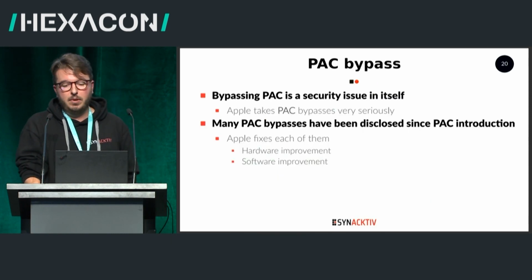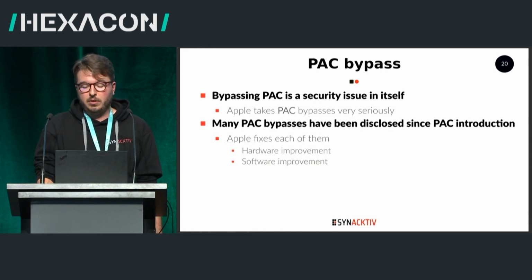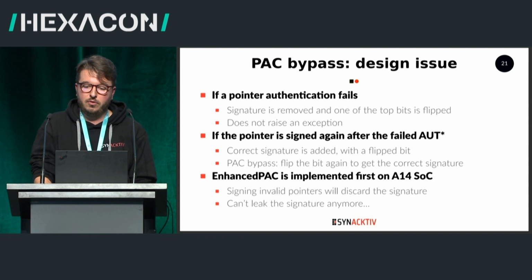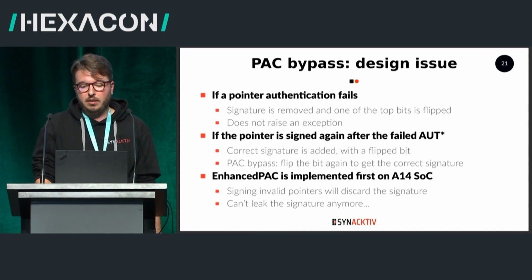But since pac has been introduced, some public pac bypasses have been disclosed, but each of these pac bypasses has been fixed by Apple by improving both the hardware and the software. One of the first pac bypasses disclosed was a design issue in the implementation of pac. If a pointer authentication failed, then the signature was removed and one of the top bits was flipped. But this operation didn't raise any processor exception.